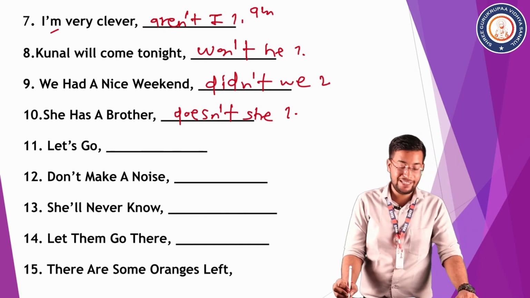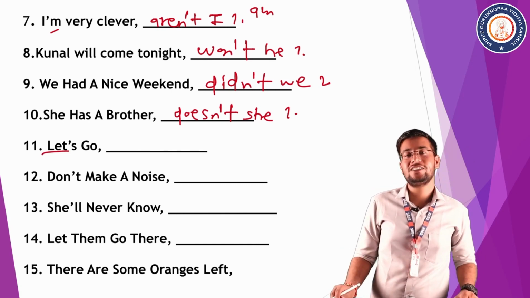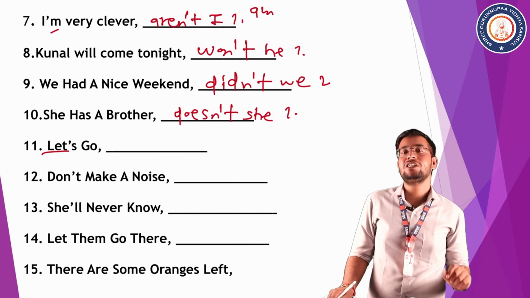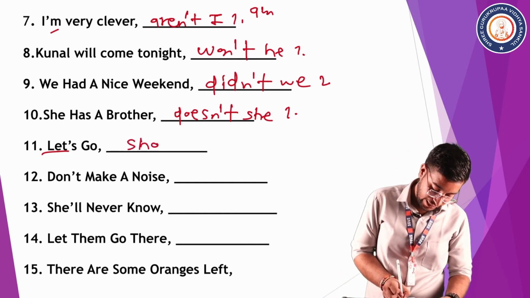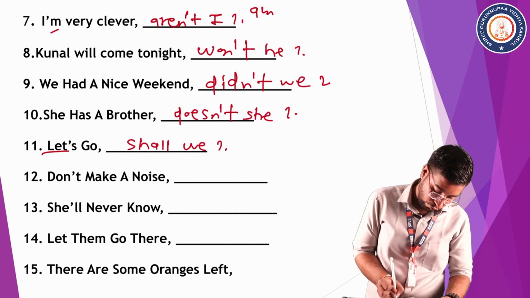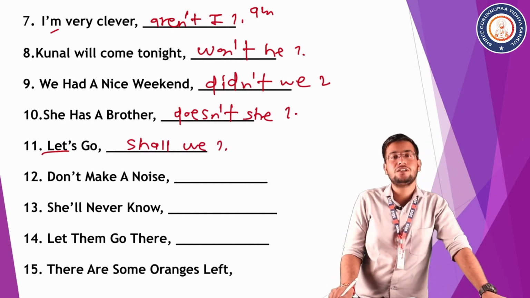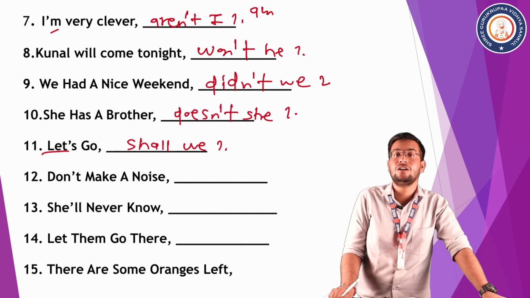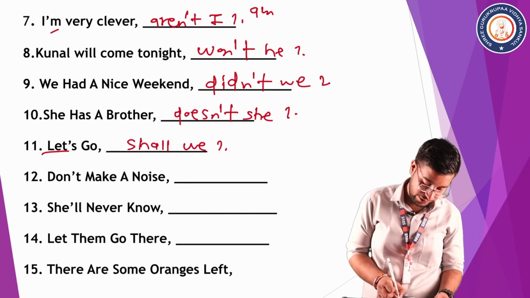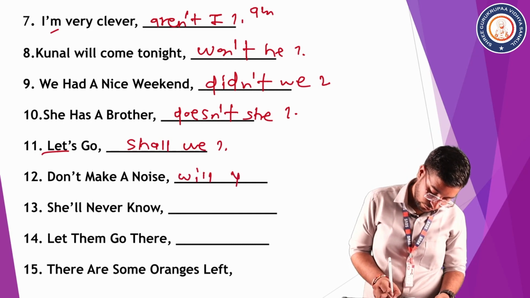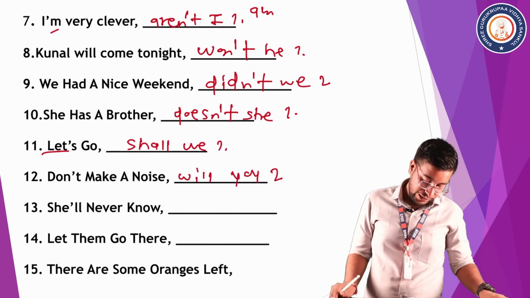Let's go. It is starting with let's, and we have already seen if the statement is beginning with let's or let us, we use shall we in the tag. So it will be shall we. Don't make a noise. This is the example of an imperative sentence, and in the imperative sentence we use the tag will you. Yes, will you.